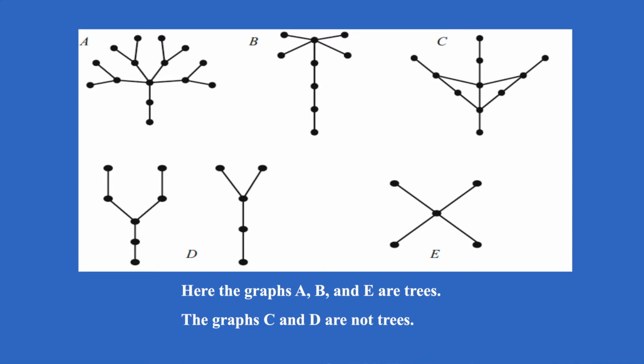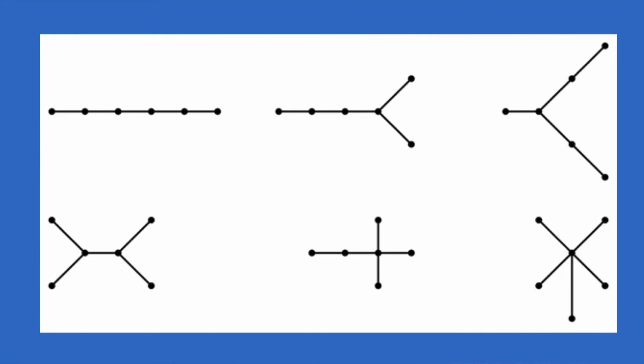Consider the figures shown on the screen. The graphs A, B and E are trees. The graphs C and D are not trees, because C contains a cycle and D is disconnected. Hence, they are not trees. In the figures shown on the screen, all are trees on 6 vertices.